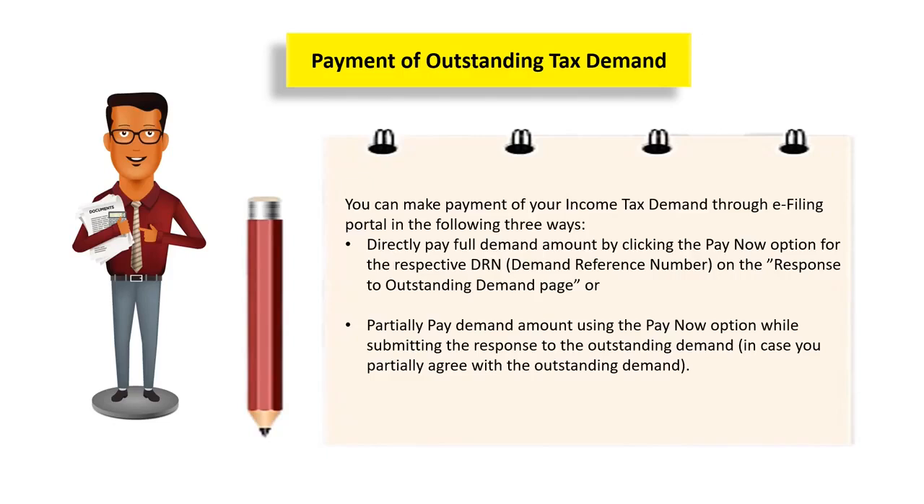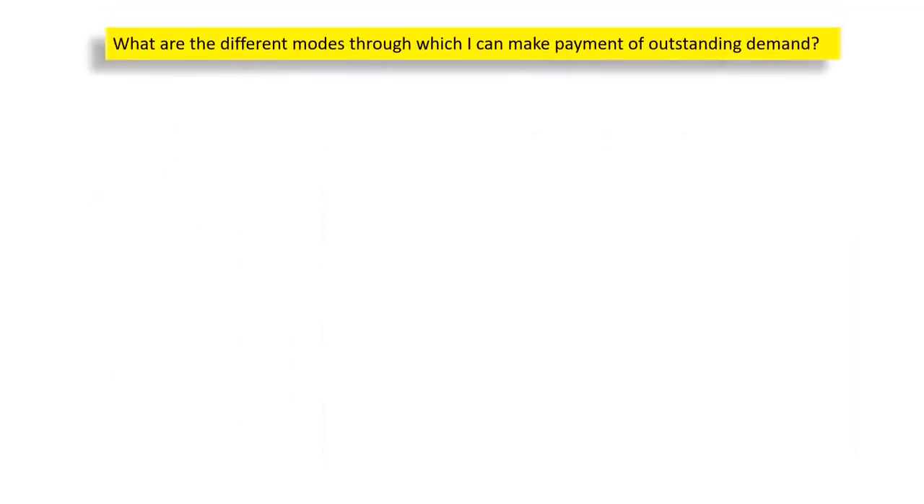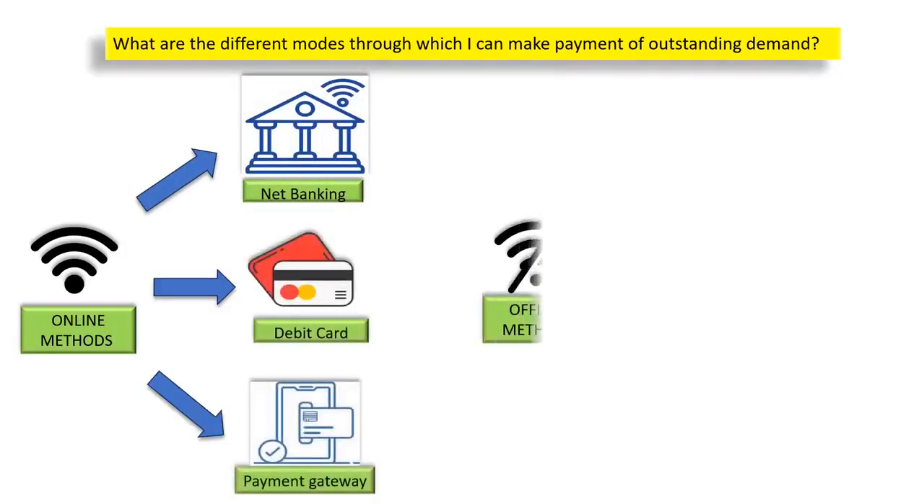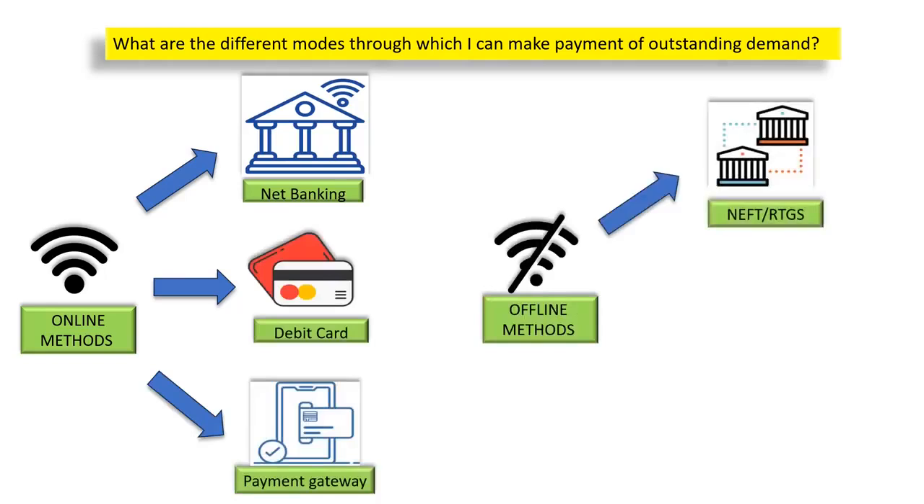Alternatively, we will also discuss how can we use ePay tax functionality for the purpose of making the payment of outstanding tax demand. The demand can be paid either through online methods like net banking, debit card or payment gateway, or through offline methods like NEFT, RTGS or pay over the counter.